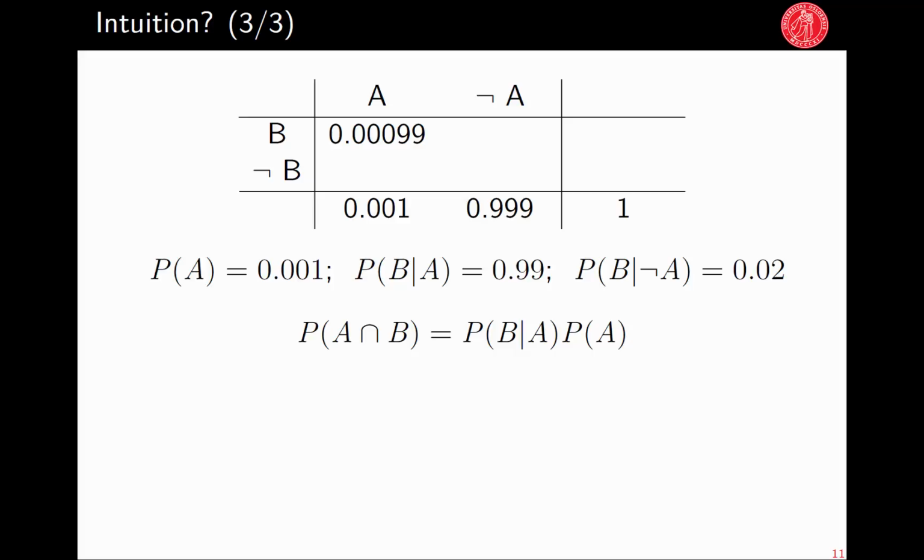We know P of A and we know P of B given A. So we just multiply. We can do the same thing for not A, because we know the probability P of not A here, and the probability of B given not A. That is testing positive but actually not being sick. The false positive rate of the test.